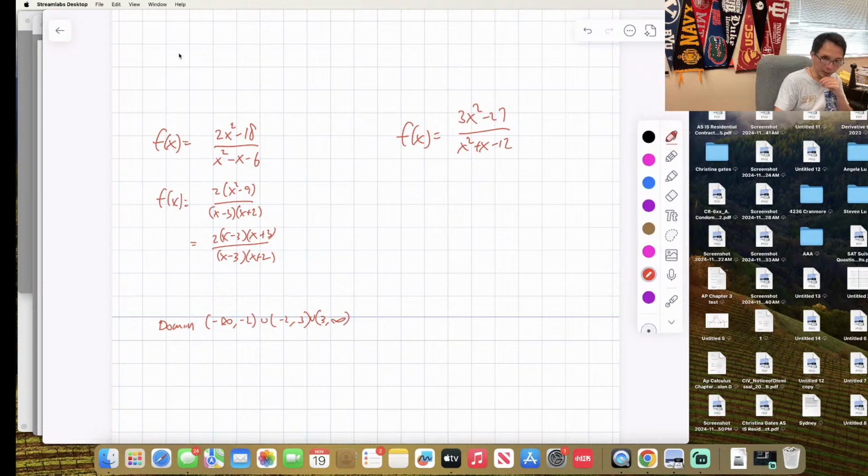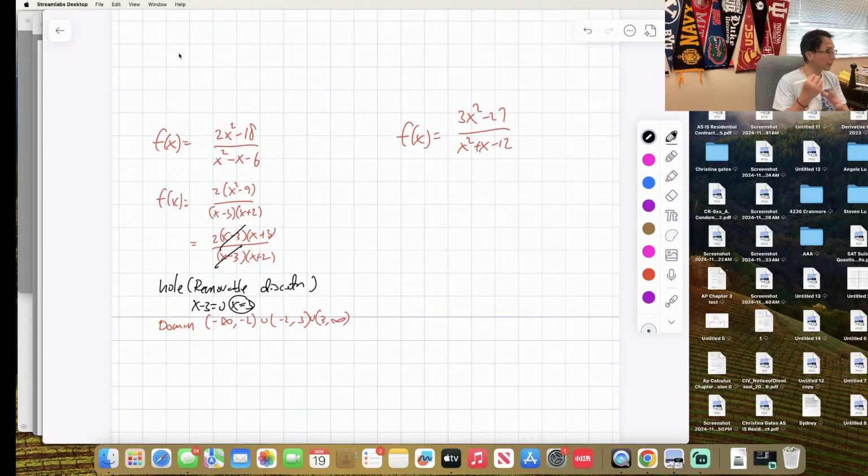Now, Olivia says, how do I find the hole? Whatever cancels, the canceled factor is what the hole is. So the hole, also known as a removable discontinuity, right? Removable discontinuity. So then you're going to say x minus 3 equals 0, x equals 3.